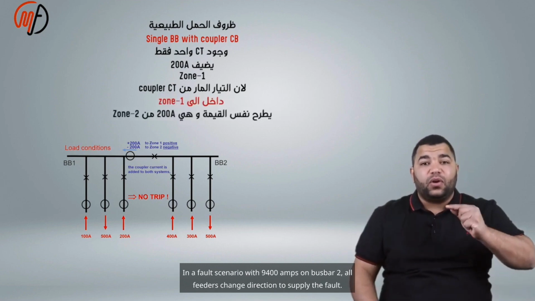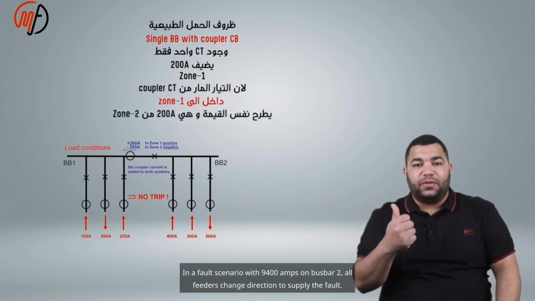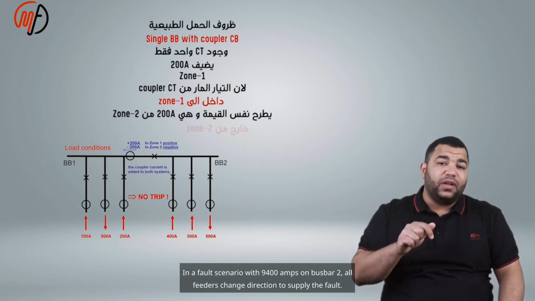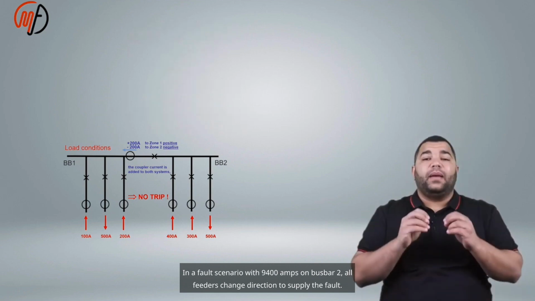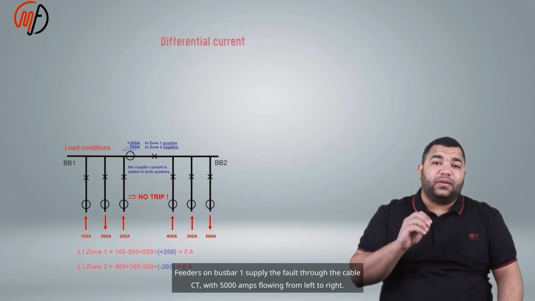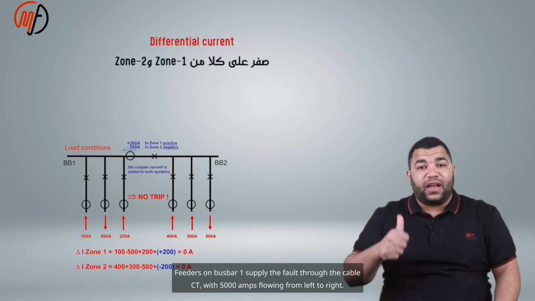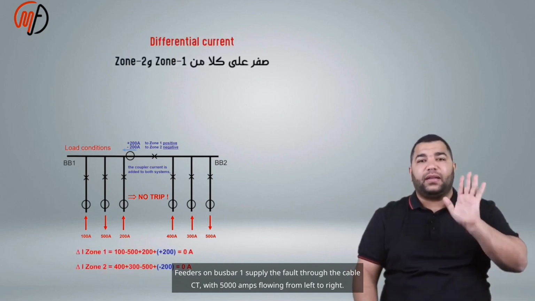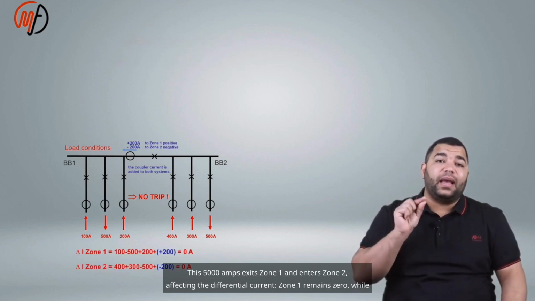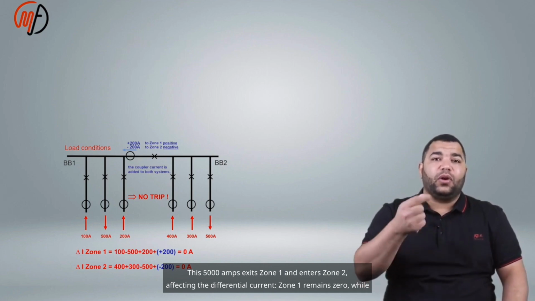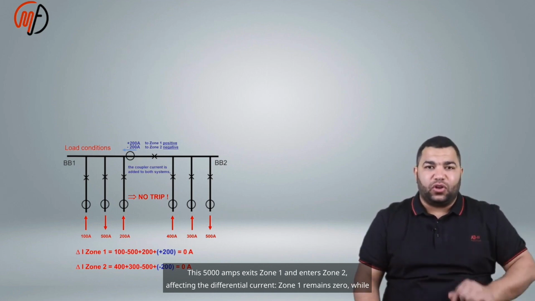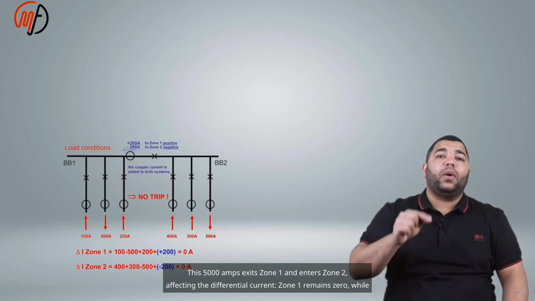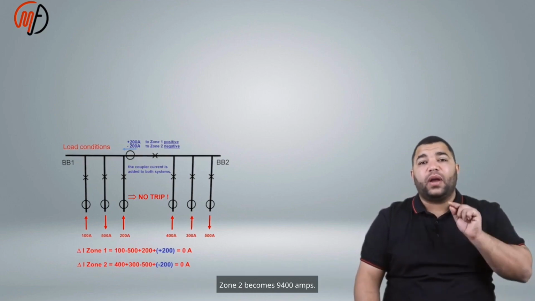In a fault scenario with 9400 amps on bus bar 2, all feeders change direction to supply the fault. Feeders on bus bar 1 supply the fault through the cable CT with 5000 amps flowing from left to right. This 5000 amps exits zone 1 and enters zone 2, affecting the differential current. Zone 1 remains 0, while zone 2 becomes 9400 amps.